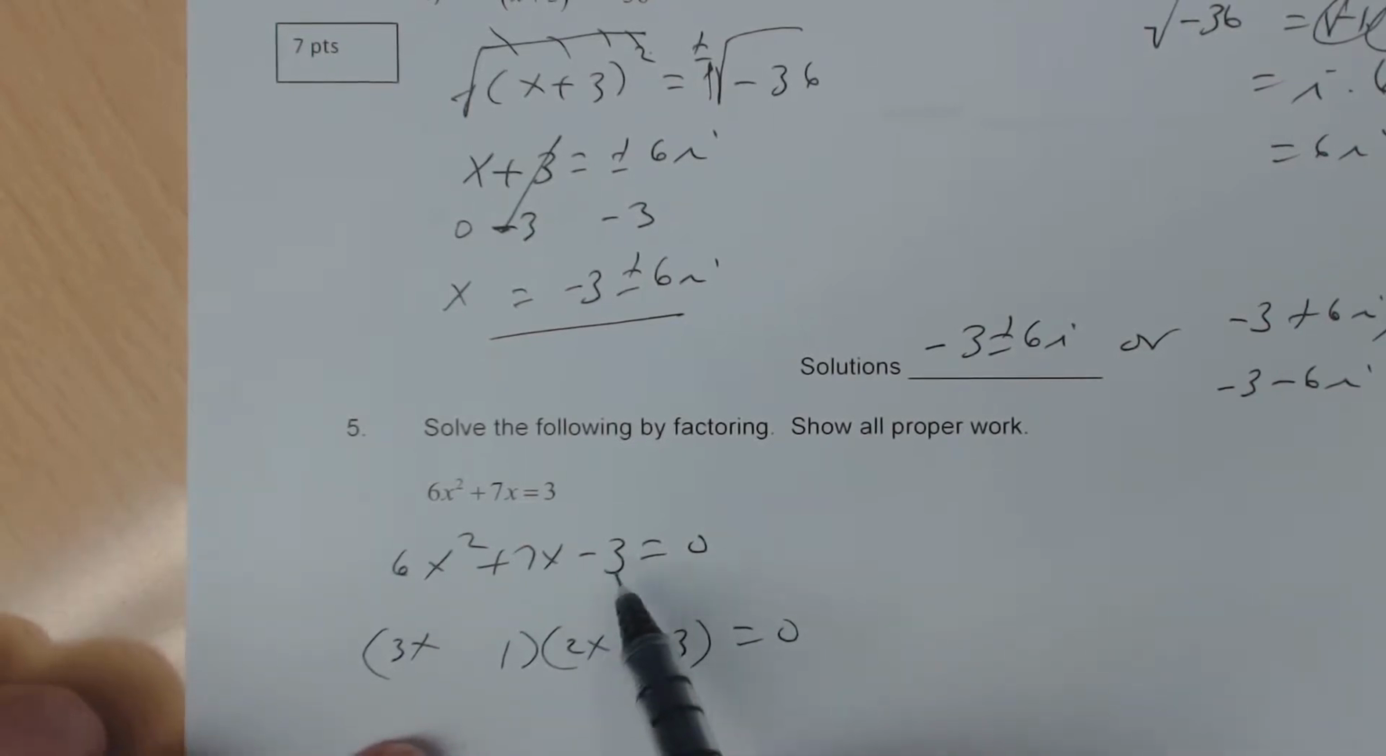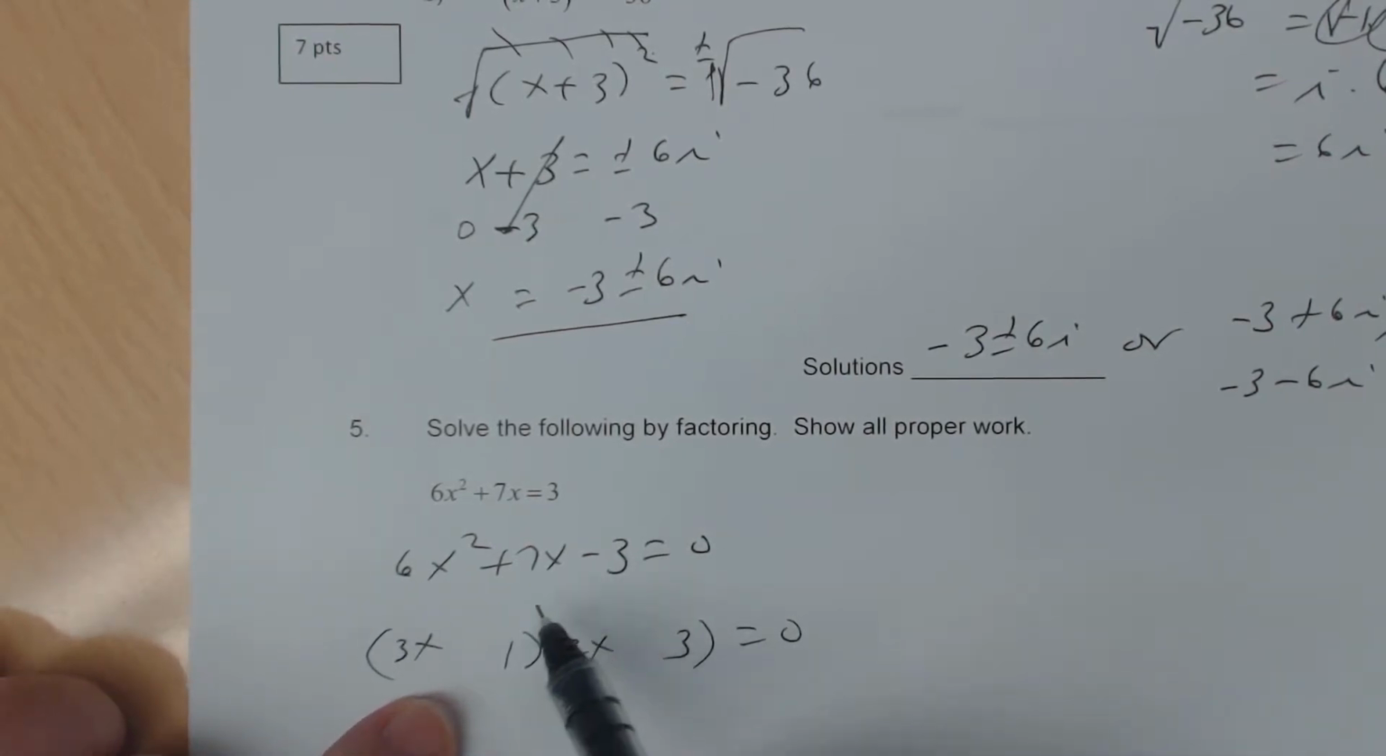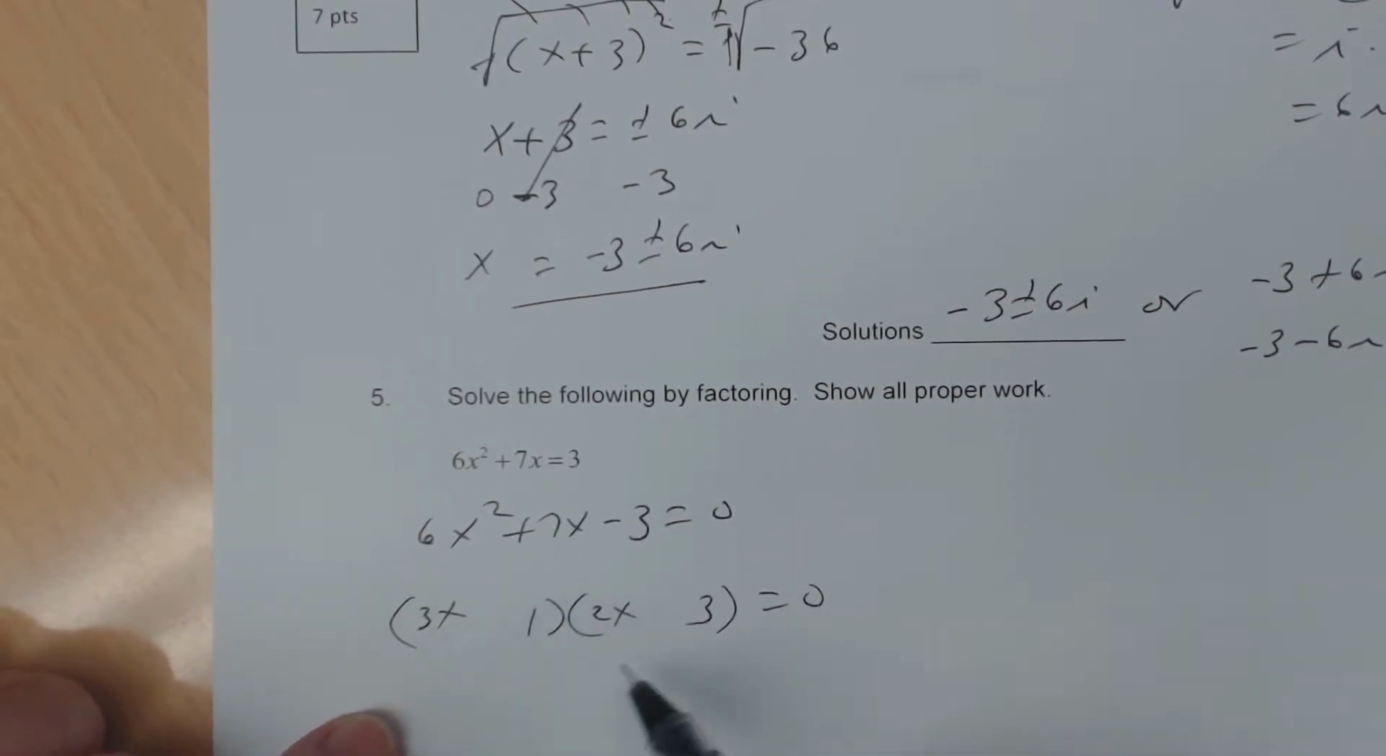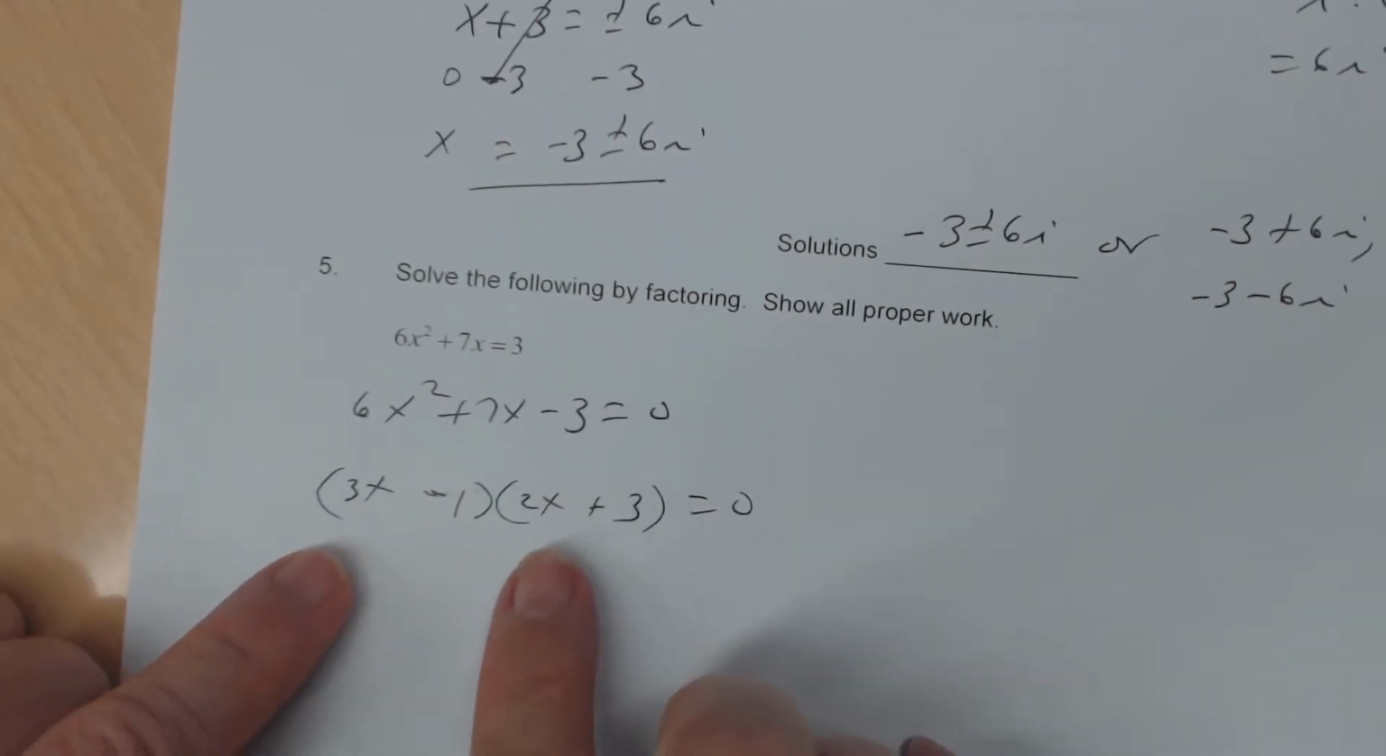And remember, the last sign's negative, so these signs have to be different. And the outer and the inner, the larger of those, will take the middle sign. So let's see, this is 9x, this is 2x. So the 9x has to be positive, and the 2x has to be negative. And always check yourself, make sure you get this back.